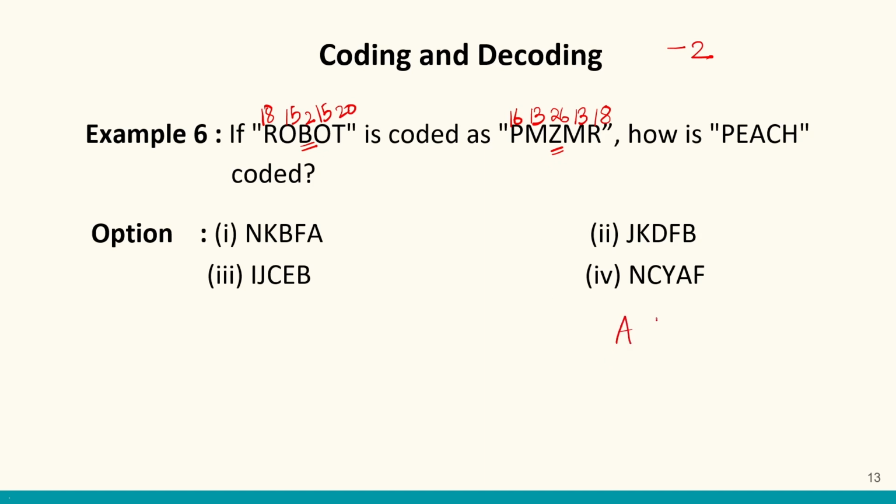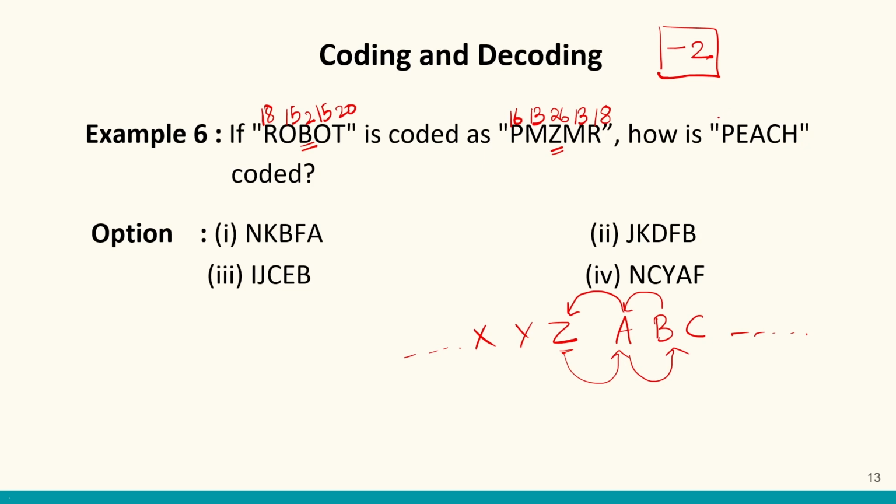So if we have something like this, X, Y, Z, before this and after this. In the concept of looping, I told you that if we have to move 2 positions forward from Z, we'll go 1 position forward and then 2 positions forward. Following the same rule, if we have to go 2 positions back from B, we'll go 1 position back and 2 positions back. So therefore, B will be coded as Z when we go 2 positions back. So we'll follow the same logic for PEACH.